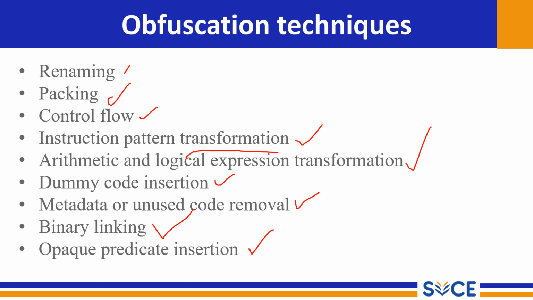Okay. And some more techniques are there, that is string encryption and code transposition. String encryption is a method that uses encryption to hide the strings in the executable and only restores their values when they are needed to run the program.